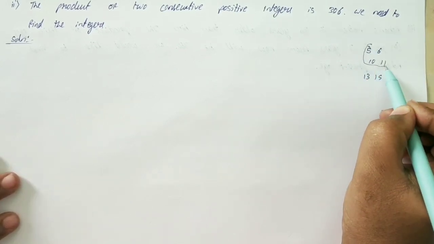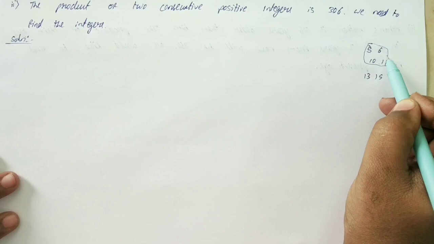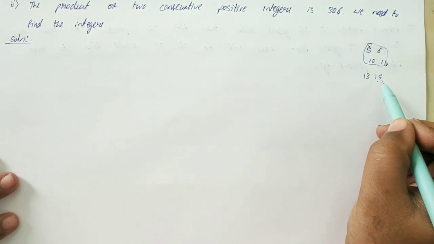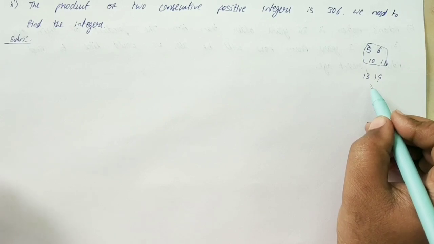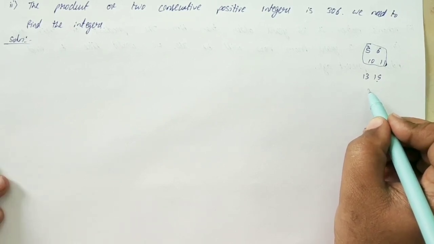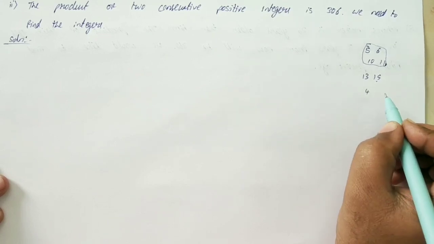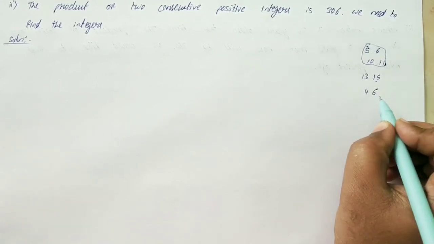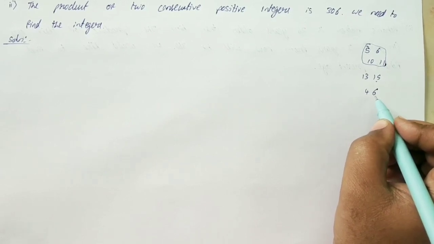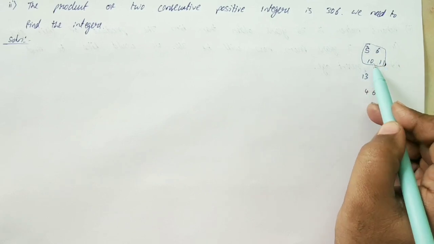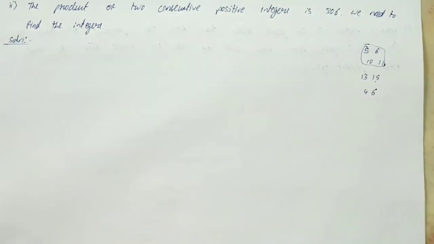So this is consecutive integers, and this is consecutive odd numbers. Sorry, now consecutive even numbers. For example, I will take here 4, which is an even number. What is the next consecutive even number? 6. So this is what we call consecutive even numbers. This is consecutive odd numbers, and this is consecutive integers. In simple words we can say consecutive means the next number.